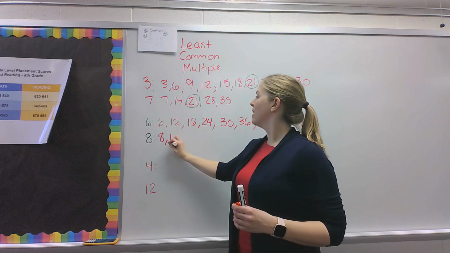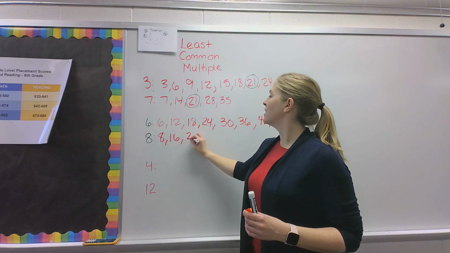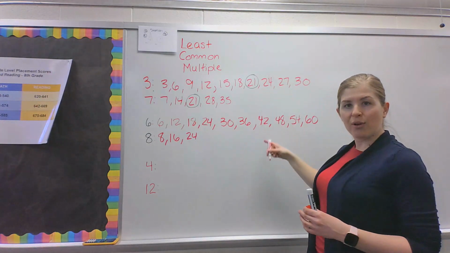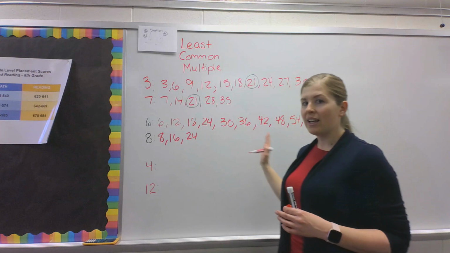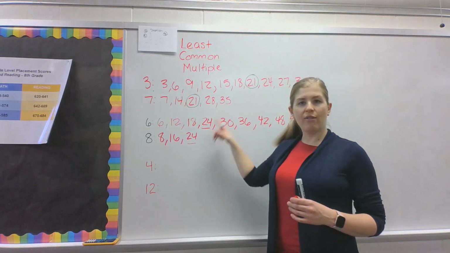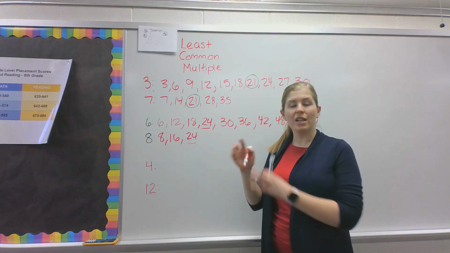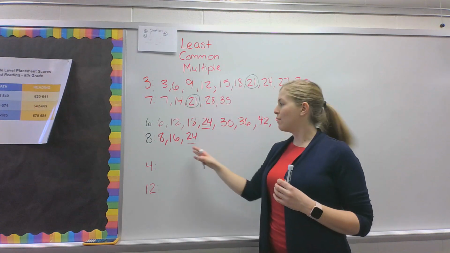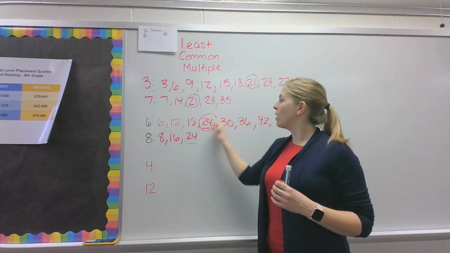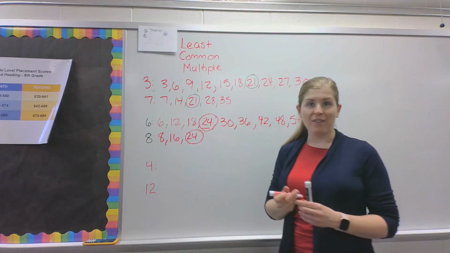All right, now let's go to the 8s. 8 times 1, 8 times 2, 8 times 3. Oh! As I'm checking, I see, where are we at? Is anything lining up? I noticed 24, 24. They're in common. That was the first number where both the 6 and the 8 multiplied into. So 24 would be our least common multiple for 6 and 8.